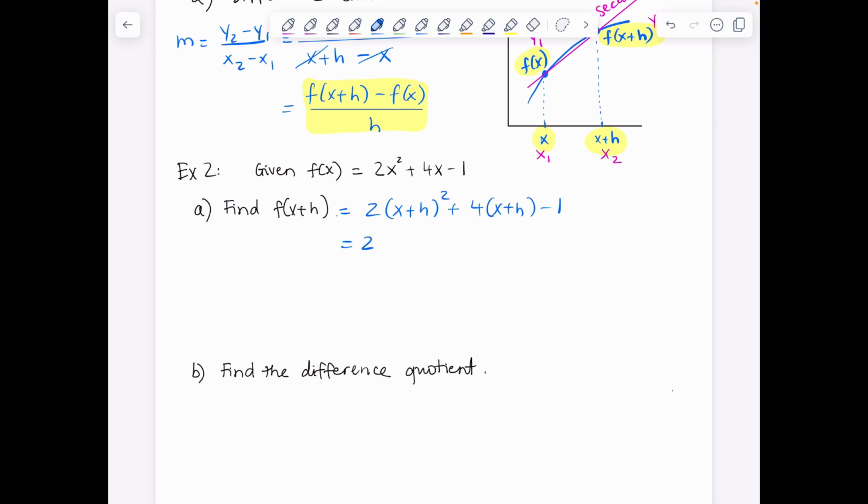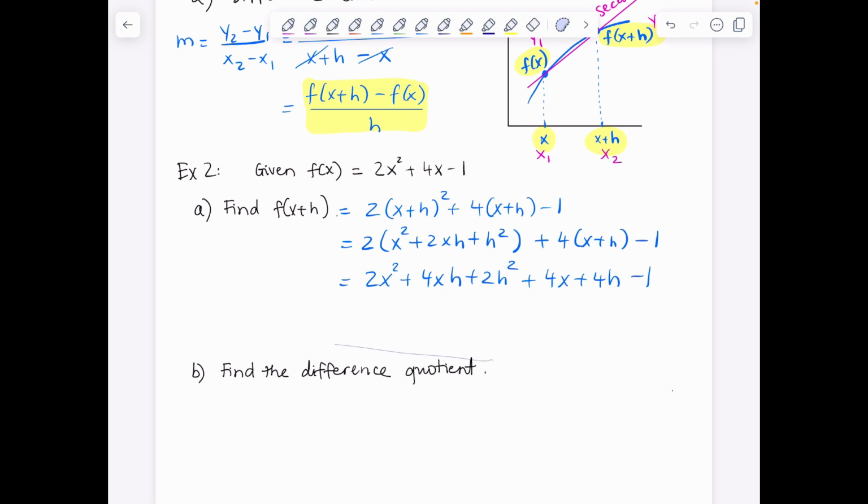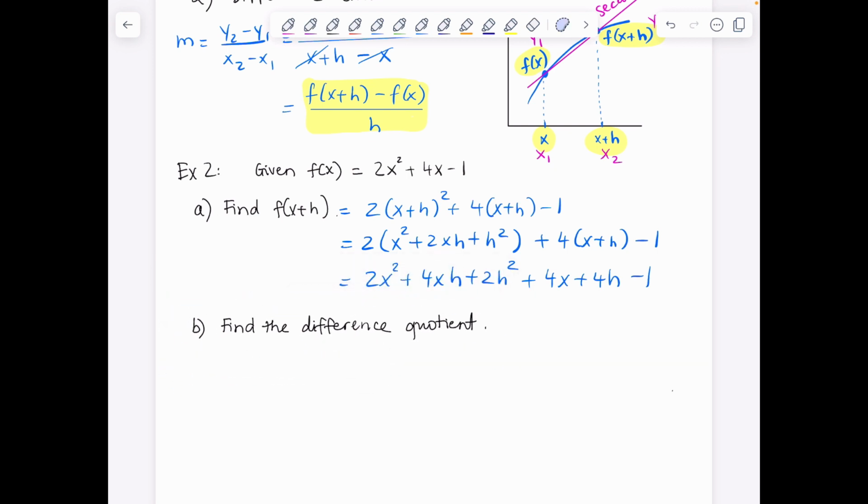Simplify. x plus h squared should give us x squared plus 2xh plus h squared. And then 4 times x plus h, minus 1. Now distribute the 2 and the 4 so we can remove all the parentheses. So we should have 2x squared plus 4xh plus 2h squared plus 4x plus 4h minus 1. It doesn't look like we can combine any like terms. So that would be the answer for part A.